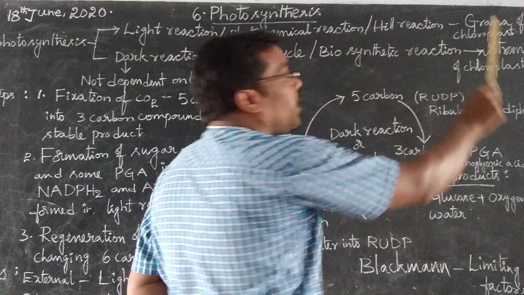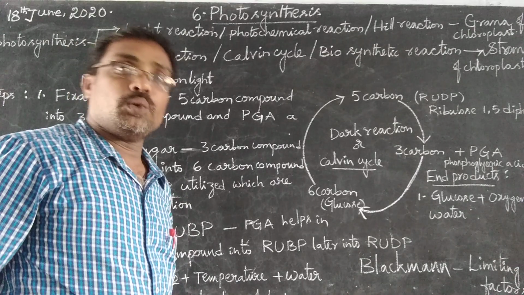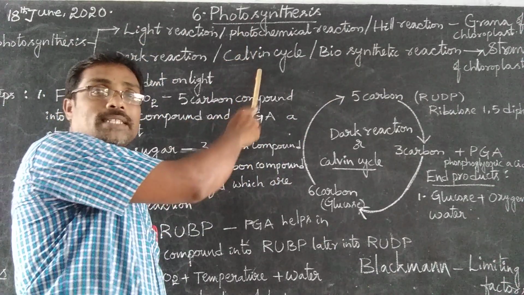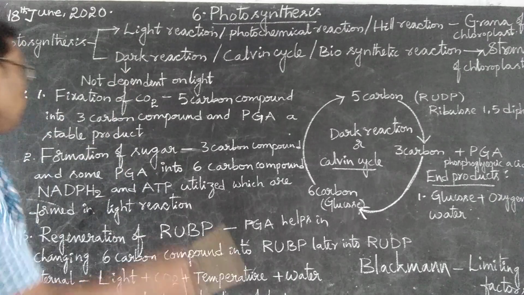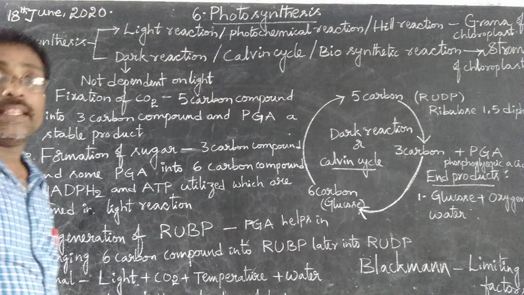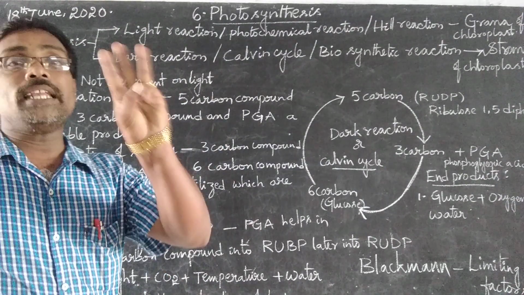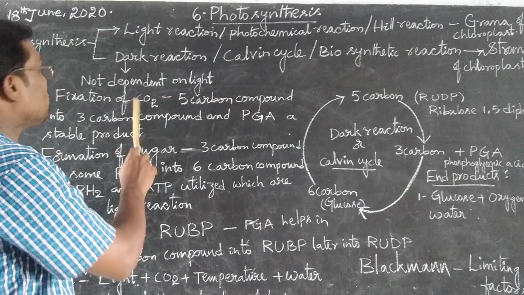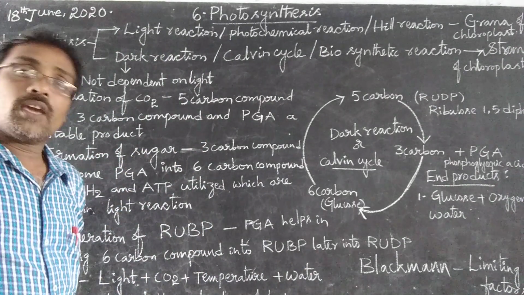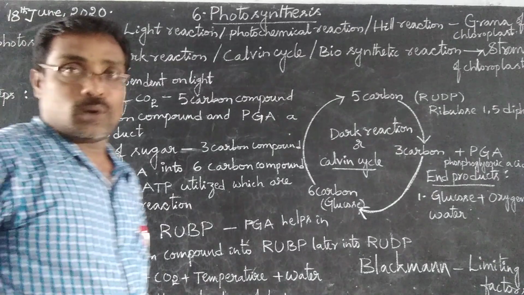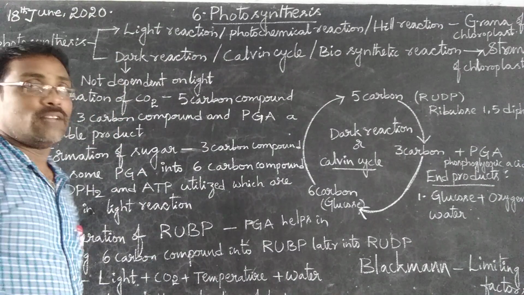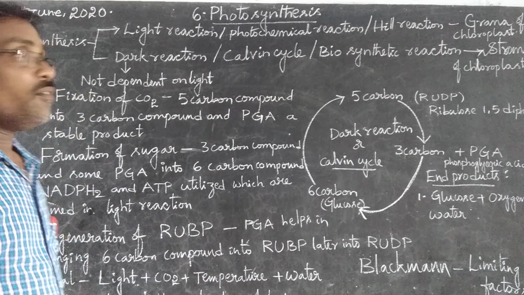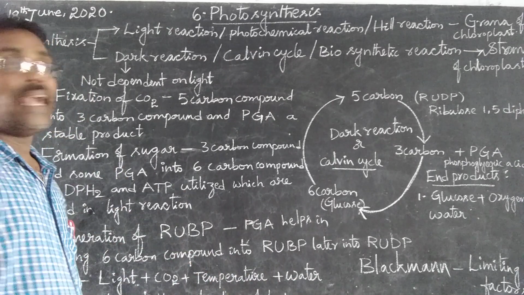Both grana and stroma are parts of the chloroplast. One takes place in the light reaction, and the other in the dark reaction. What are the steps involved in the dark reaction? There are 3 steps. The first one is fixation of carbon dioxide, which is one of the raw materials for photosynthesis. Yes or no? Yes. That's why the first step is fixing of carbon dioxide.